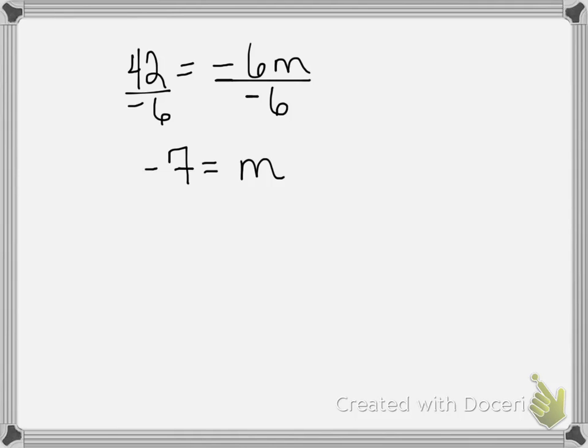And if you plug it back in and check it, it makes sense. -6 times -7. We know a negative times a negative, multiply or divide, it's an easy thought. Same signs are positive. So a negative times a negative makes a positive 42, which is what we had to begin with. Let's try another one.